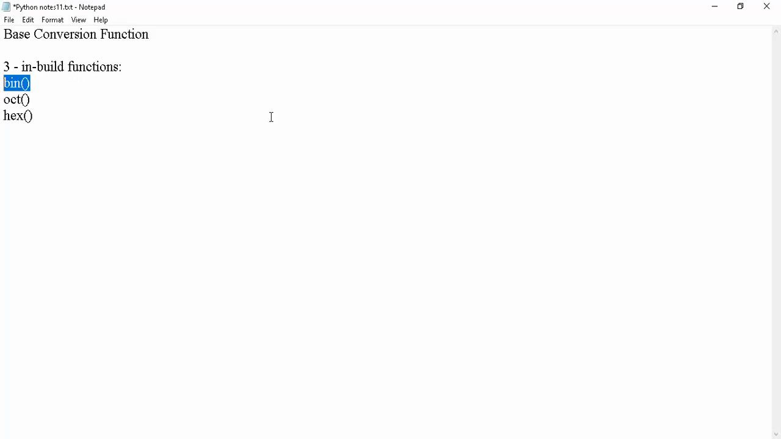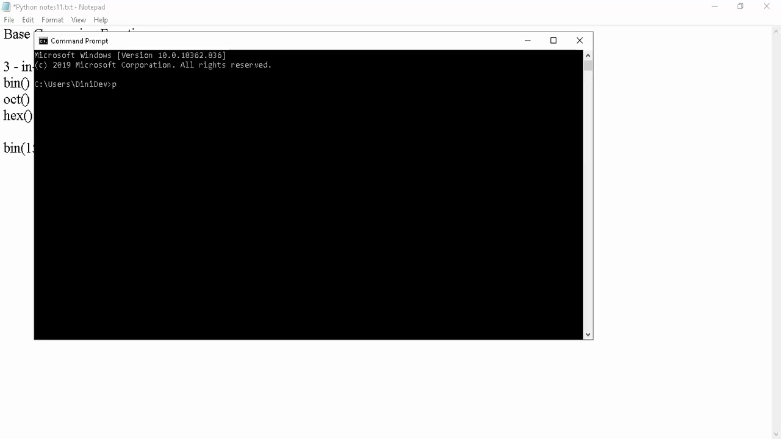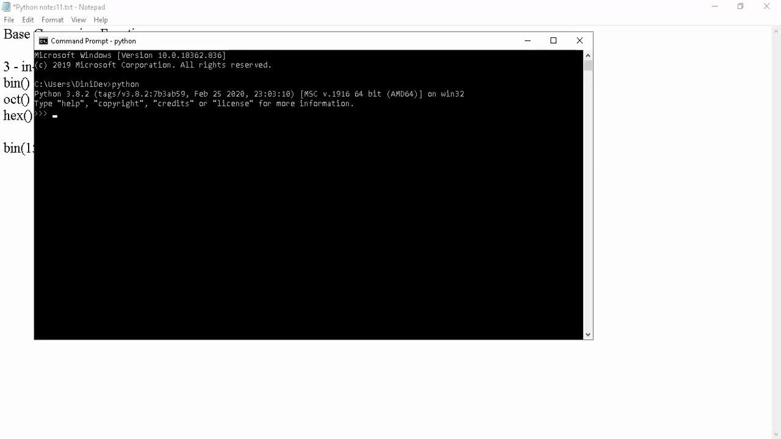Suppose I am providing bin(15). It is the decimal value now, and the corresponding binary representation will be given in binary form. I will show you that one. Are you able to see? 0b is the binary form, and the value 15 is 1111.